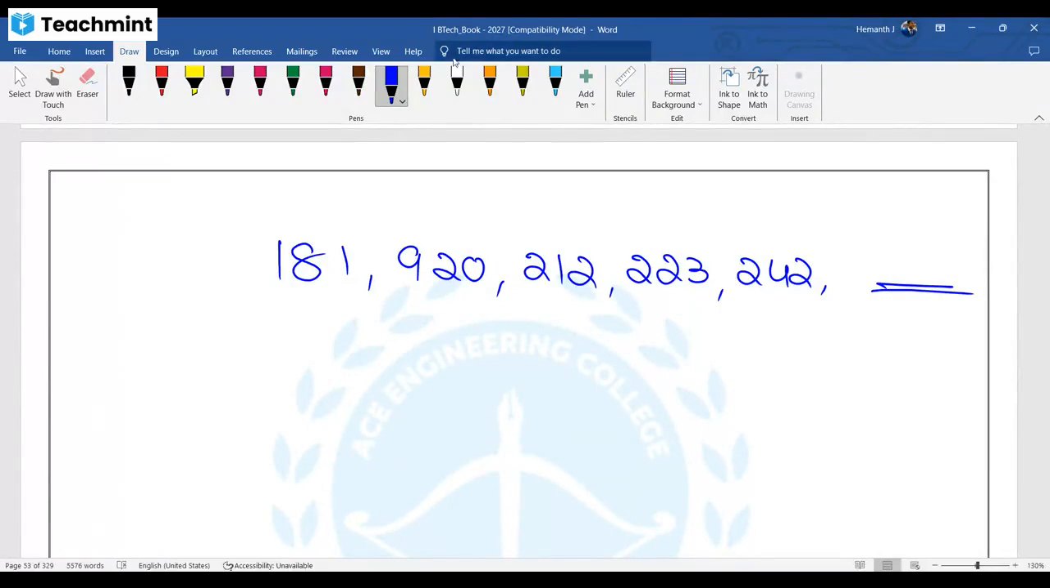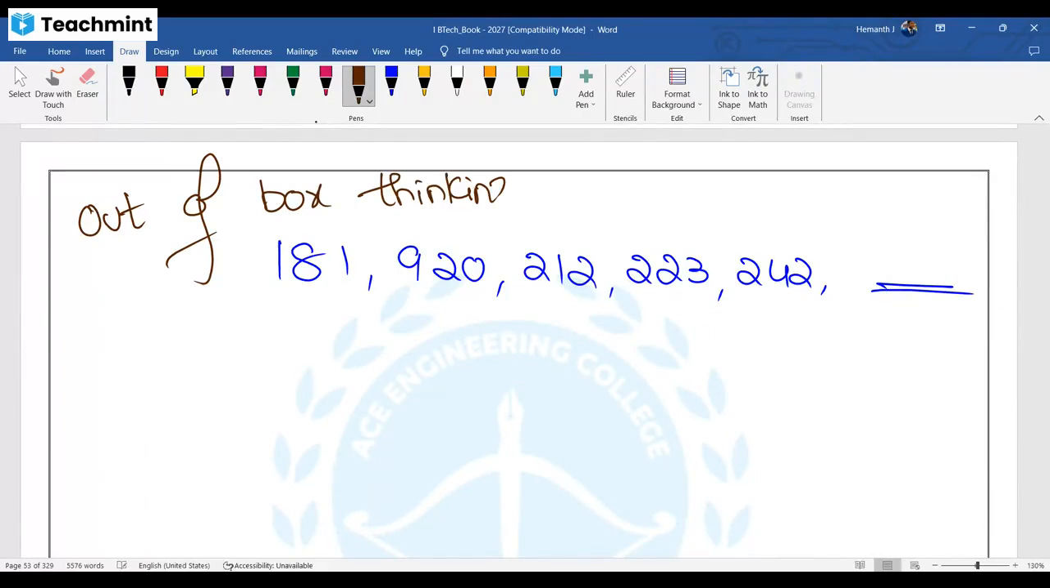Out of box thinking, one question I want to just give. Can anyone give the answer among these 250 plus students? That's what logic matters. Yes, sir? Please. What's your answer? 282? No. I'm giving a clue for you. Now see the screen. Okay, clue I'm giving you.